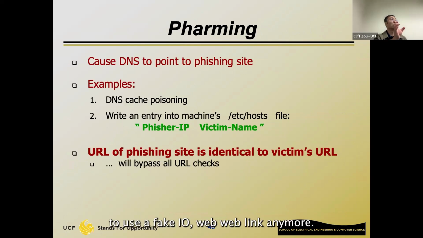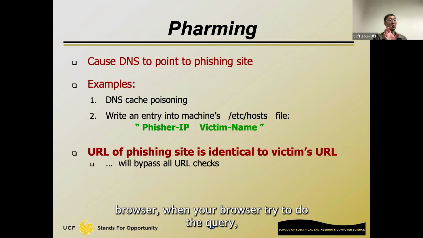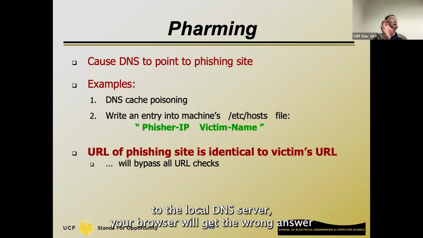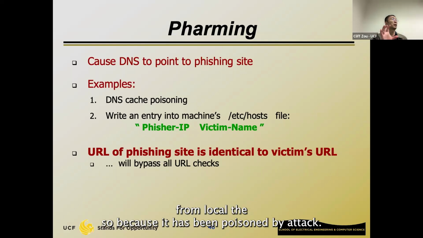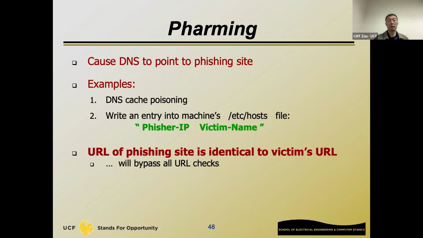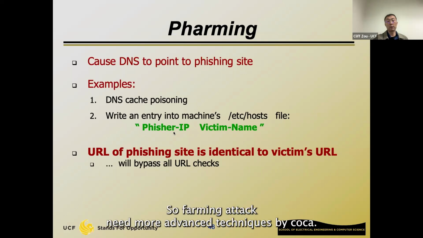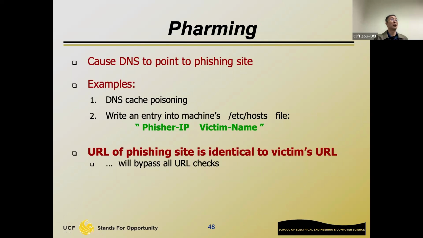Then in that way, they don't need to use a fake web link anymore. They can use a real web link, but when your browser tries to do a DNS query to the local DNS server, your browser will get the wrong answer because it has been poisoned by the attacker. So that's called a pharming attack. So a pharming attack needs more advanced techniques by the attacker, but it's also harder to be detected by the end user.